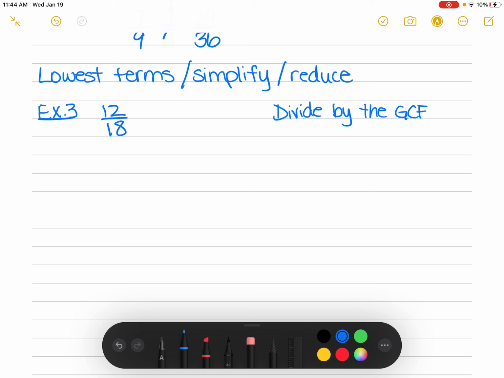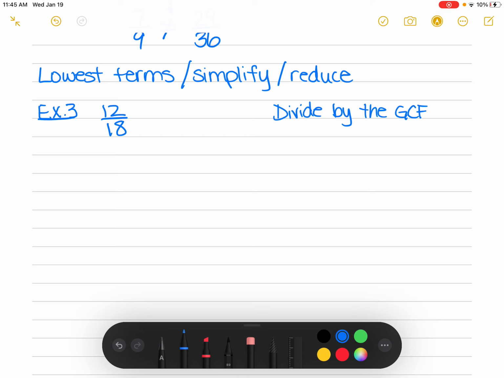So you'll have 3 different ways of doing this. Okay, the first one is find the GCF. So you can do this really quickly. Just know what number 12 and 18 can both be divided by. What's the highest number they can both be divided by?